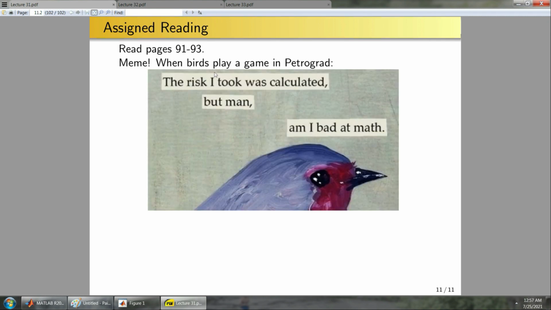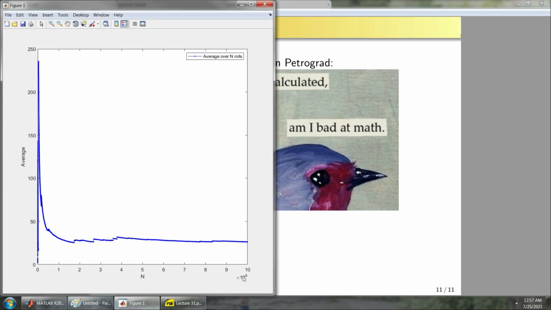And from here we have a meme. When birds play a game in Petrograd. Petrograd is an older name for Leningrad or St. Petersburg. The risk I took was calculated, but man, am I bad at math. Well, yeah, it has an infinite payout, but are you really going to expect to get that infinite payout? Not unless you play a ton of games. And by a ton of games, I mean 10 to the 7th is not enough games to get a good payoff for this run. Sometimes it can be if you're lucky, but no sane person would pay a lot of money to play that game.